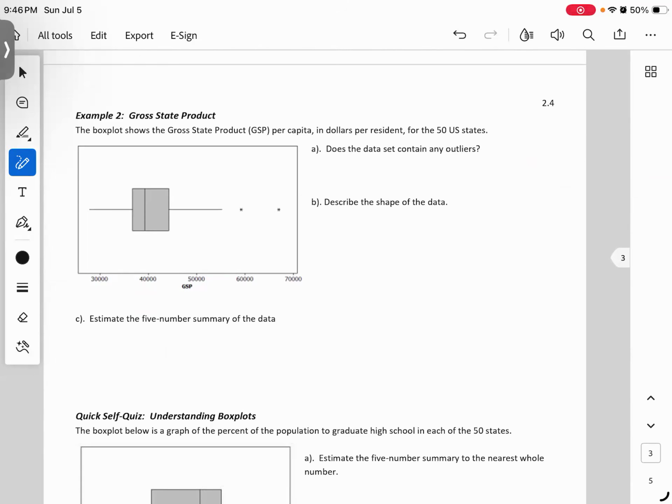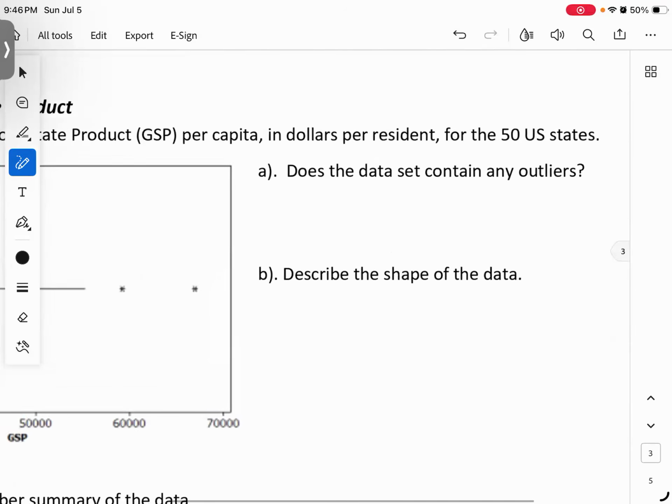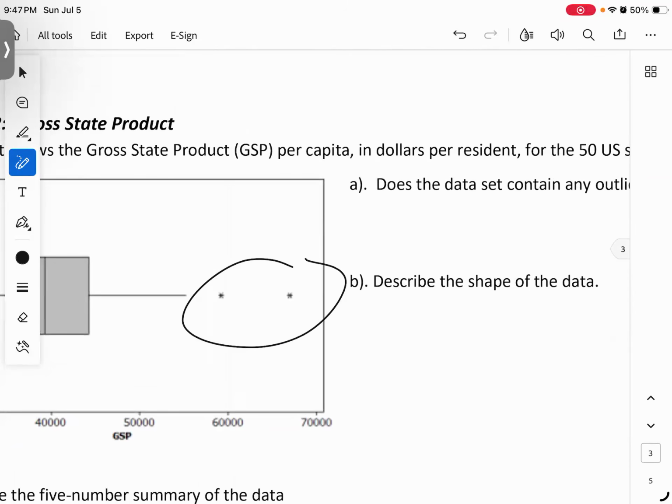And that really is the big main gist of this 2.4, the box plots. There's a few that we'll go ahead and do just to really set this foundation down. Whenever you see a box plot and it asks if there are any outliers, and you see stuff like this, either little circles or asterisks or little boxes, you'll say yes, there are some outliers.